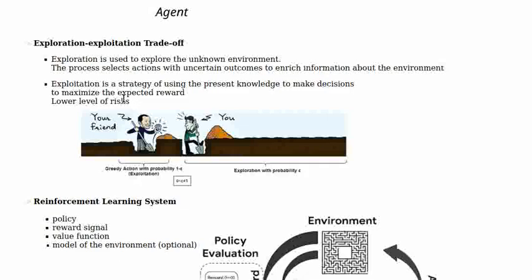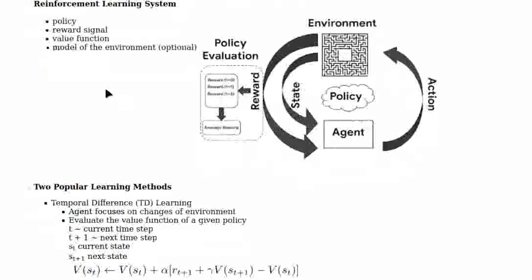A reinforcement learning system typically consists of four key components: a policy, a reward signal, a value function, and optionally, a model of the environment. A policy defines how the learning agent behaves at any given moment. More formally, it's a mapping from perceived states of the environment to actions, essentially telling the agent what to do in each situation. In psychology, this would be similar to a set of stimulus-response associations or behavioral rules.